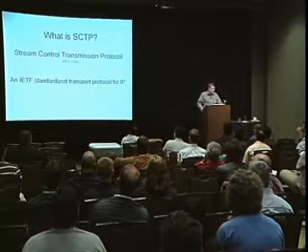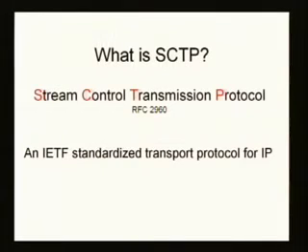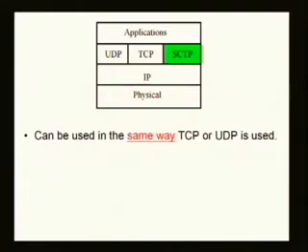So the first question has already been answered. What is SCTP? The acronym stands for Stream Control Transmission Protocol. It's an IETF standardized transport protocol for IP. What does that mean? It sits alongside TCP and UDP as a transport protocol, and it can be used in the same way that UDP and TCP can be used. It's a standardized protocol. It's available. You can read the RFCs for it, and you can download implementations of it.